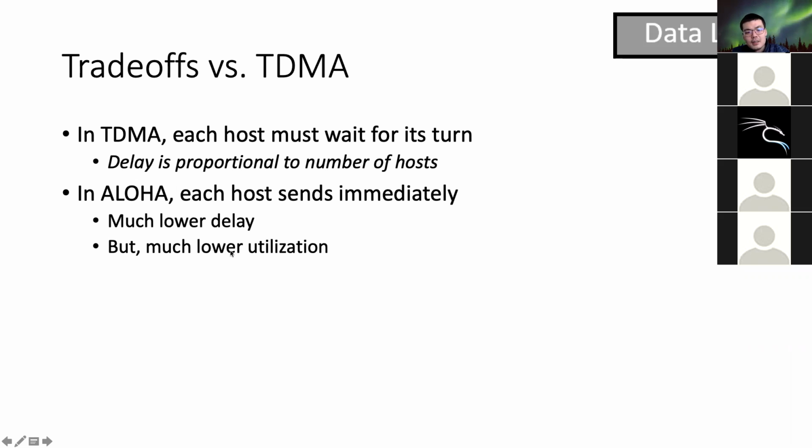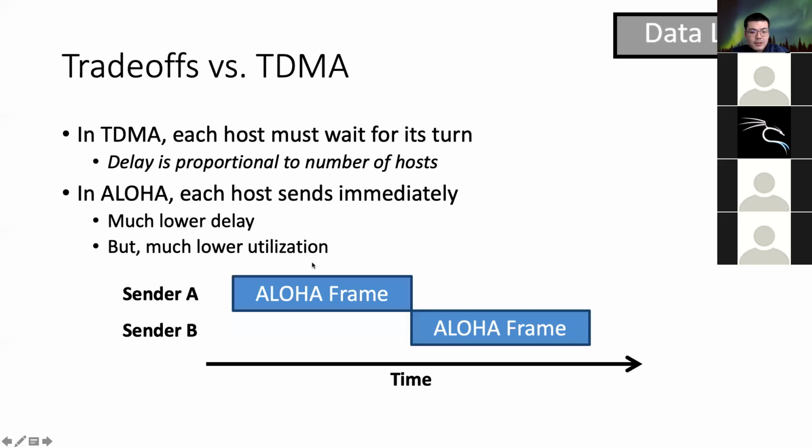In Aloha, you can send immediately, so there's no latency, but there's still possible delay, because you can conflict and wait for a random time. But in the ideal case, there's no delay. However, the utilization rate is very low because a lot of times you just conflict with others. That's collision.